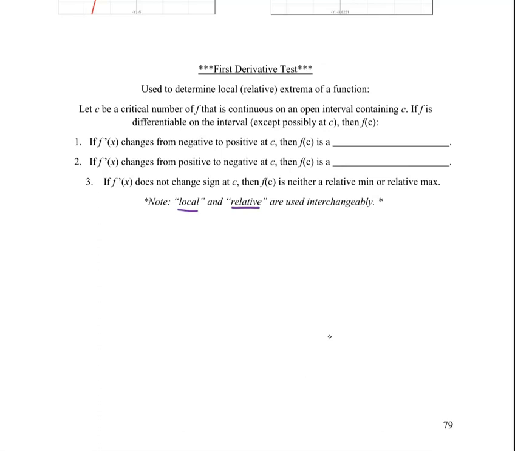As long as the function is differentiable on the interval except possibly at C, no big deal, just roll with me here, then f of C, if f prime changes from negative to positive there, that tells us that f of C is a local minimum. So we're talking not about the interval, we're talking about the point at f of C. We have a local minimum. On the other hand, if f prime changes from positive to negative at that location, then we have a local maximum.